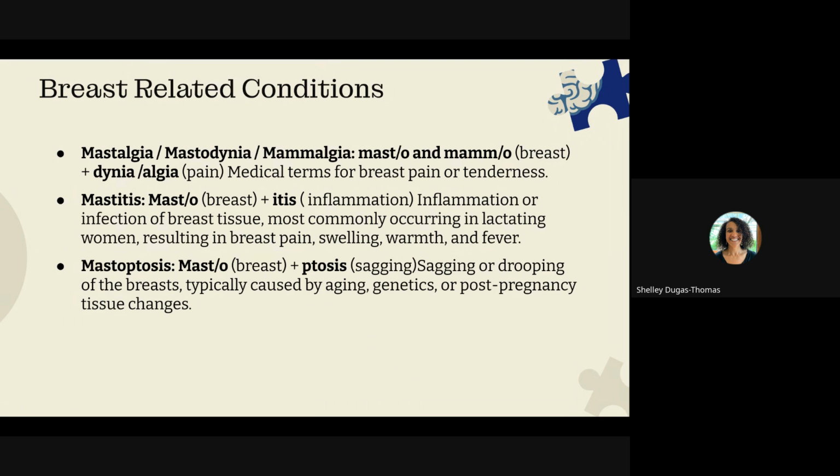The combining form for breast can be masto or mammo. Dynia or algia means pain. Therefore, mastalgia or mastodynia and mammalgia are all interchangeable terms for breast pain. Ptosis means drooping or sagging. So mastoptosis is breast sagging.